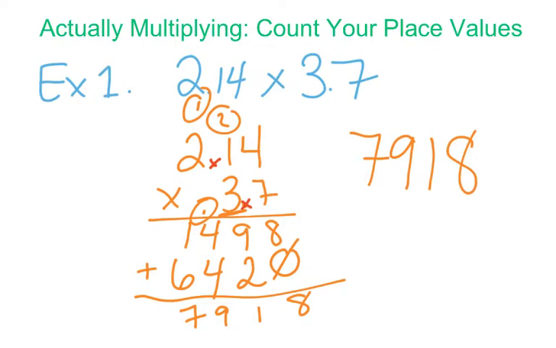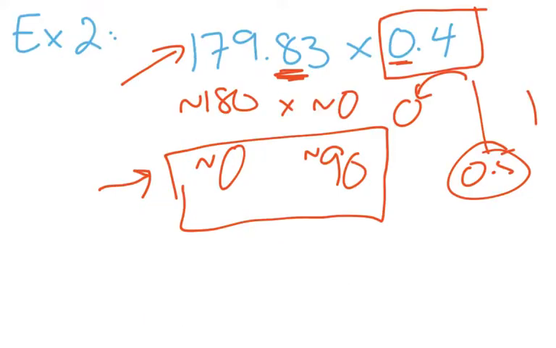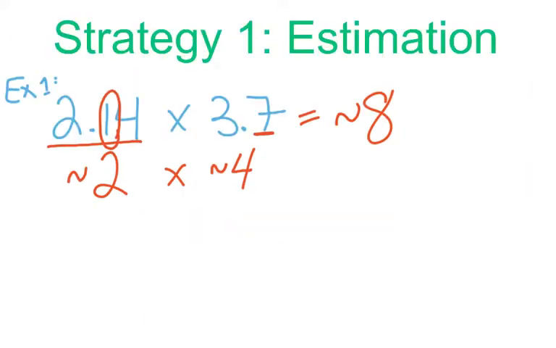Whoa. 7,918 seems really not correct. So we're going to go back to our estimate. We thought that our answer is going to be somewhere around 8.